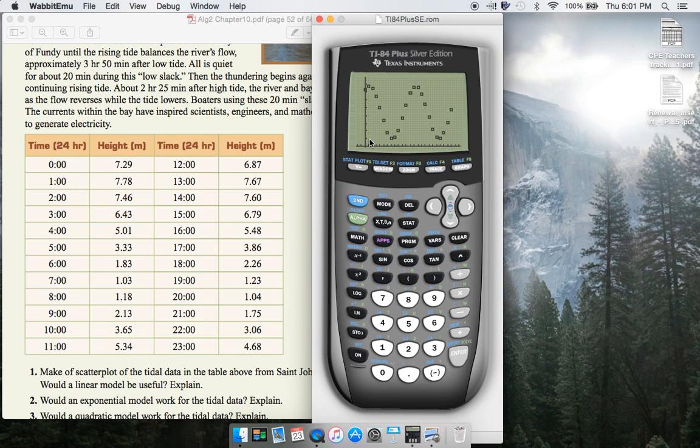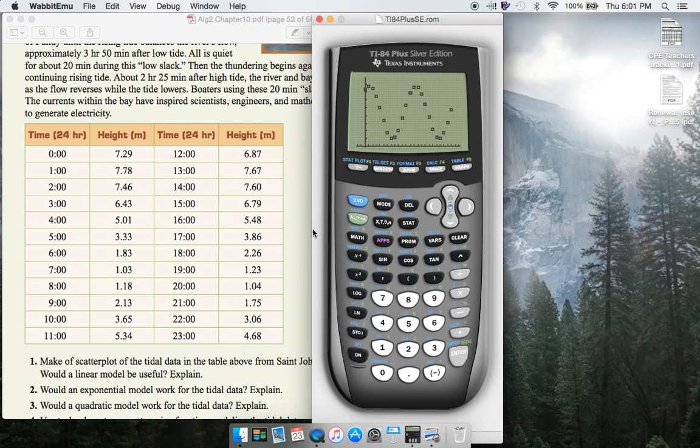Would an exponential model work? Ooh, well, we have to think back. What is exponential? Exponential growth or exponential decay. Those were the functions that did like this. They went slow, slow, slow, and then they grew fast forever. Well, this doesn't look like that because it goes up and down, up and down. Exponentials are like a flat line for a long time, and then suddenly it grows super fast.